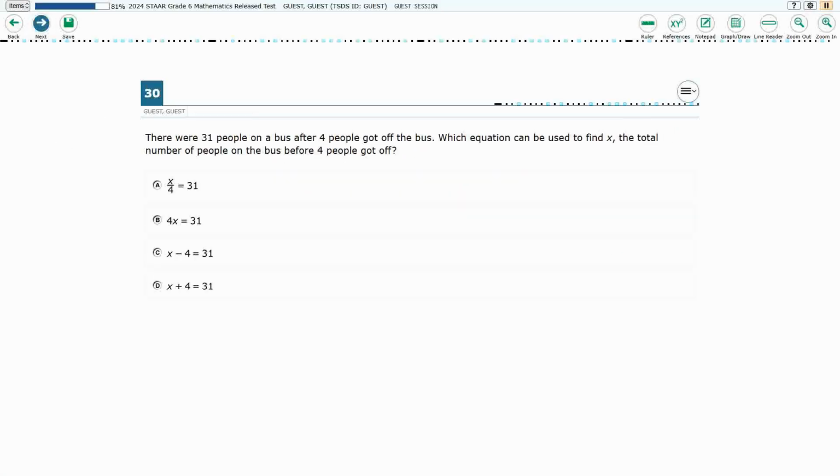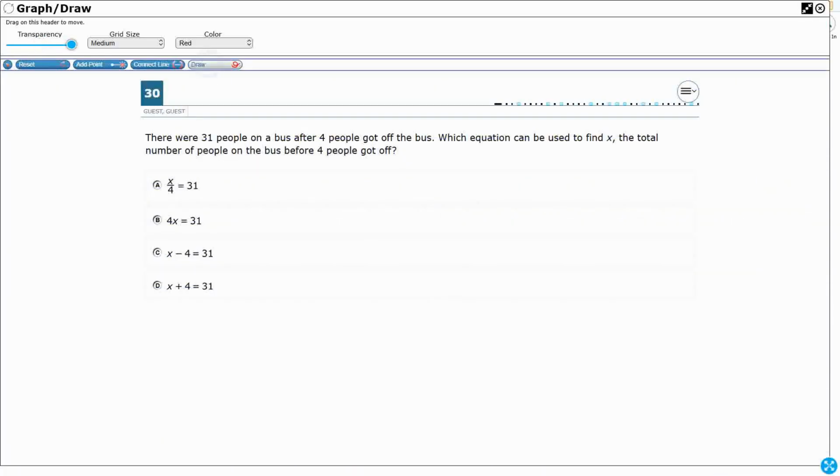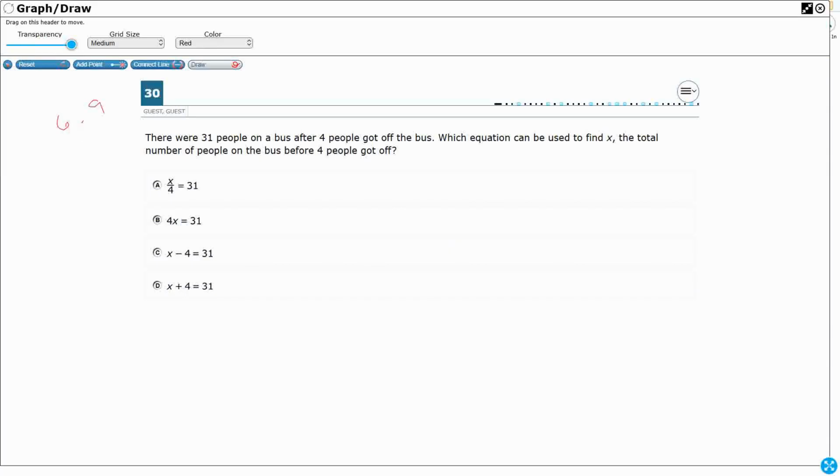For number 30, we are writing one variable equations and inequalities. This is standard 6.9a.